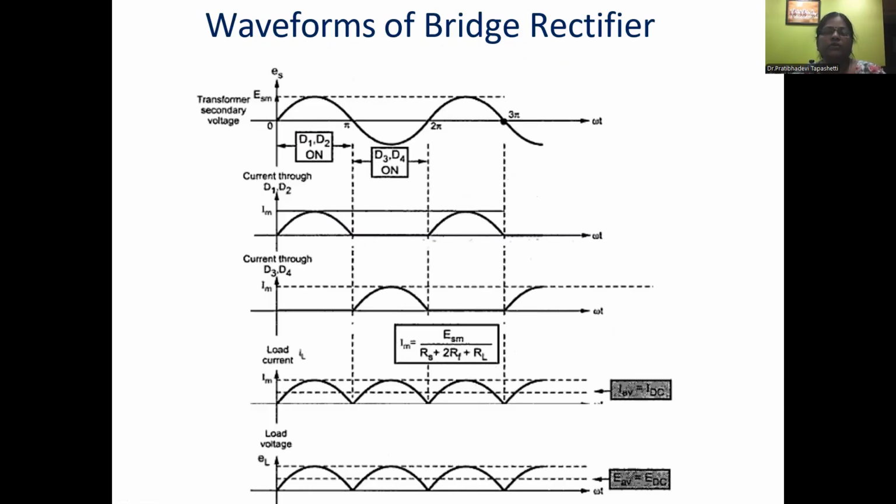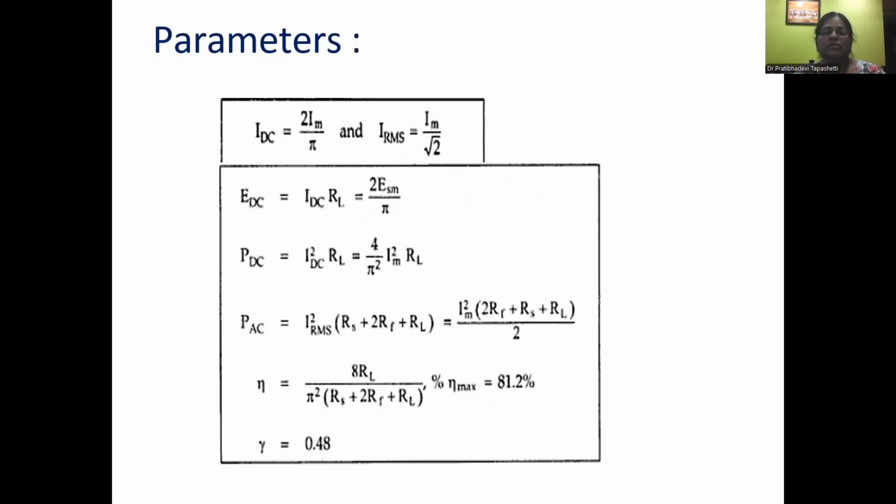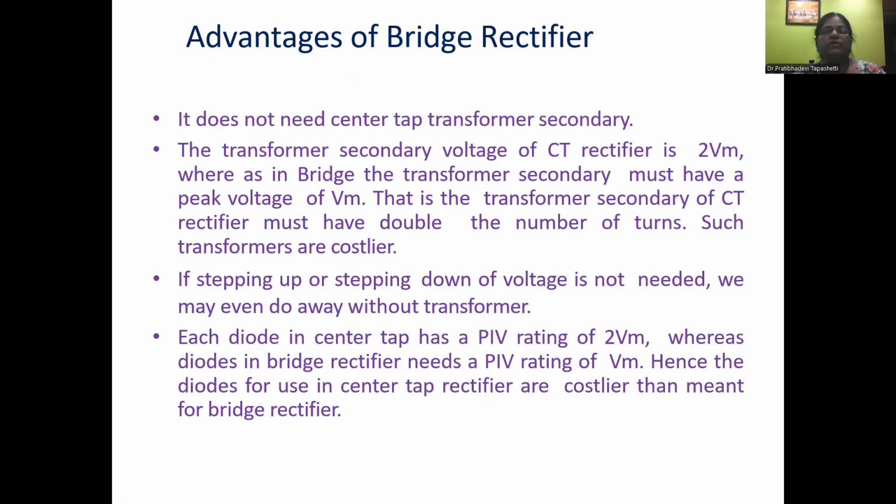So these are the waveforms. The waveform remains the same as that of the center tap rectifier. These are the expressions. The ripple factor and efficiency remain the same for both types of full wave rectifier. The advantage of the bridge rectifier over the center tap rectifier is that it does not need a center tap transformer secondary. The transformer secondary voltage of the CT rectifier is 2 VM, where 2 VM or 2 EM are the same. V and E can both be used to write the same thing. And stepping up or stepping down the voltage is not needed.